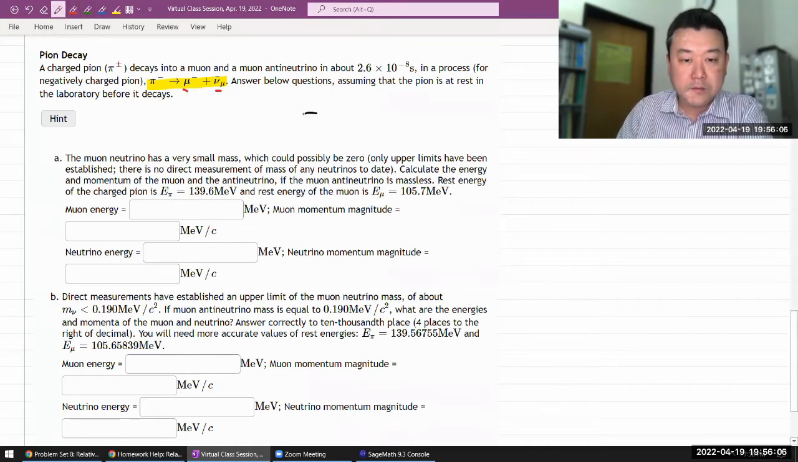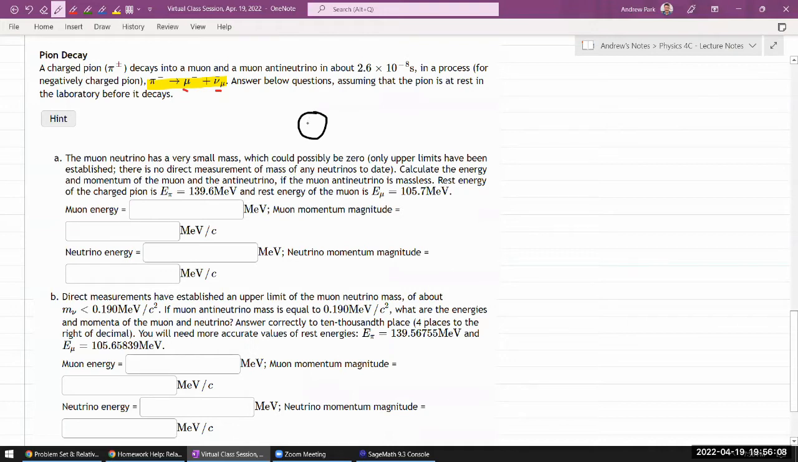So we have a neutral, not neutral, sorry, charged pion that's at rest. So its speed is zero. And after some length of time, it'll decay. One of the particles, the muon, will go one way. And the other particle, the muon antineutrino, will go the other way.